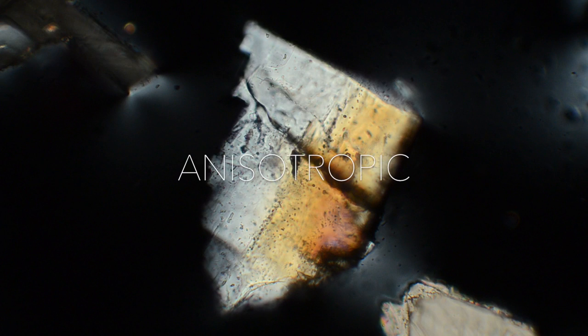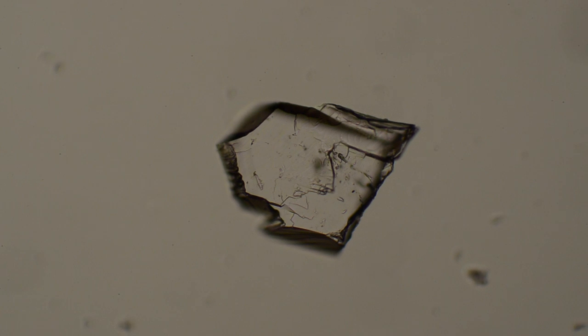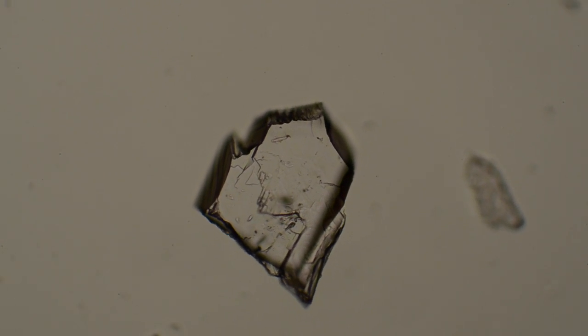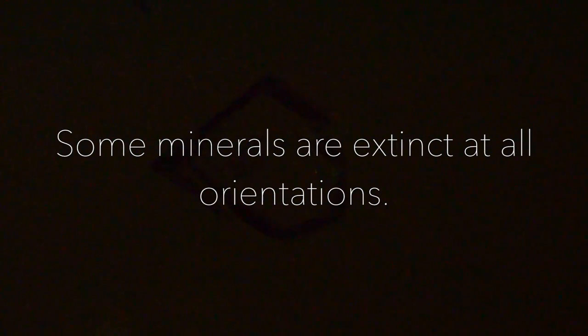We call these anisotropic minerals. This is another example of a grain mount in plain polarized light. Notice how it is colorless and transparent. When I switch to cross polarized light, this mineral does not let any light pass through, even as I rotate the stage. Some minerals are extinct at all orientations, meaning they never display interference colors. We call these minerals isotropic.